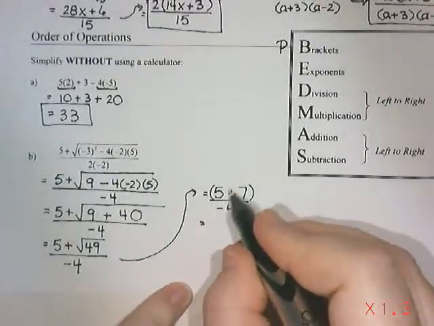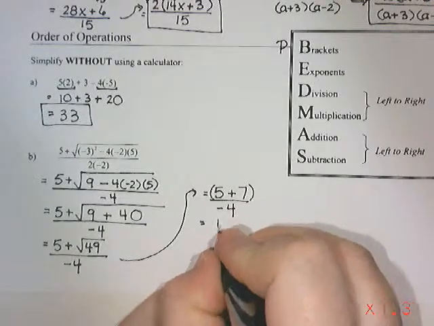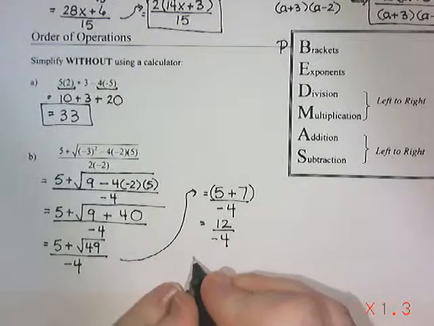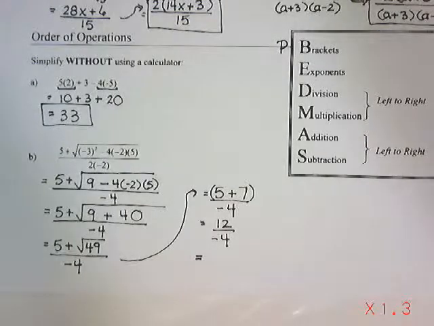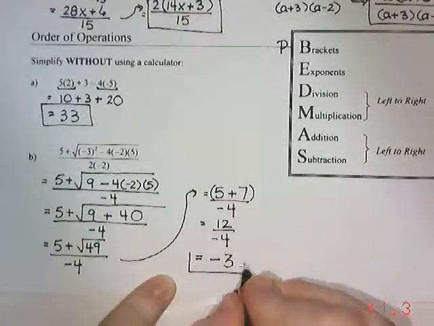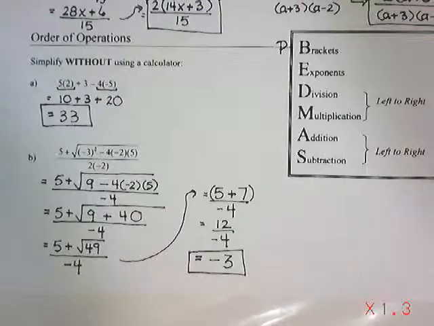So I'm going to add 5 and 7 together to get 12. And then I divide 12 by -4. So a positive and a negative, that's a mismatched pair. So that's going to be a negative answer. And then 12 divided by 4 is 3. So my answer is -3. And that's order of operations.